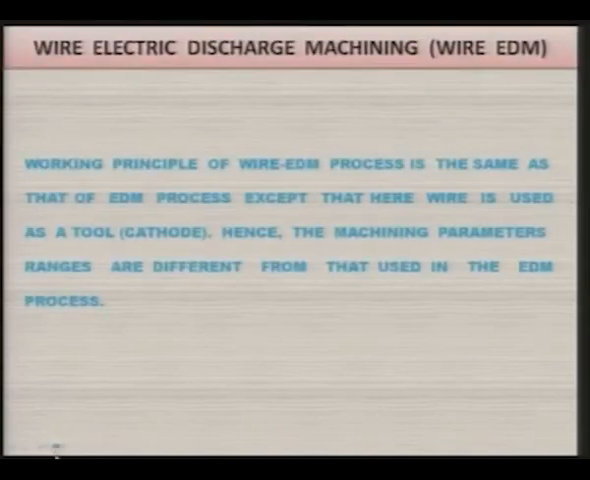The working principle of the wire electric discharge machining process is the same as that of the electric discharge machining process, which I have already discussed in the last two lectures, except that here in wire EDM, wire is used as a tool, that is the cathode, instead of using a solid large sized tool or cathode as in the EDM process. Hence, the machining parameter ranges are different from those used in the EDM process.